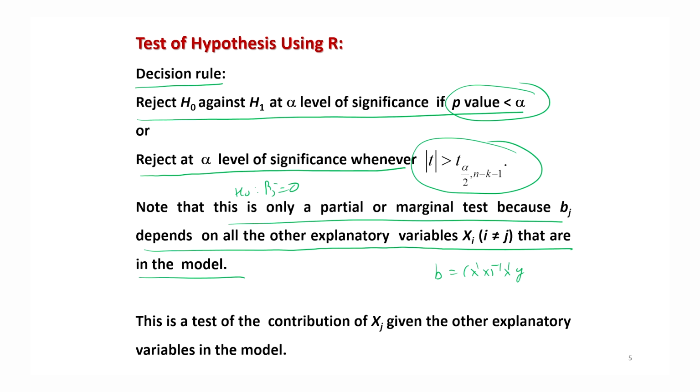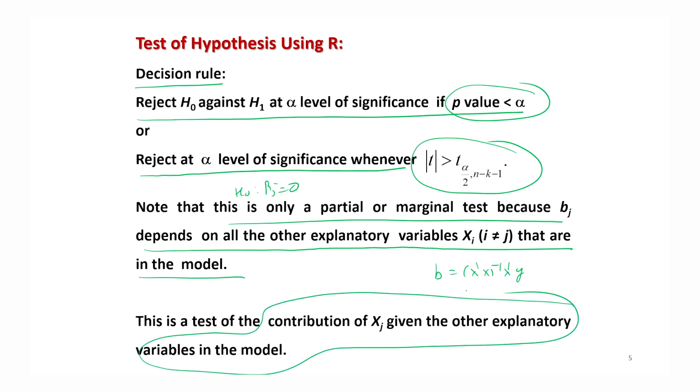So this test gives us information about the contribution of Xj given the other explanatory variables in the model. The rule is that if we test H0: beta j equal to 0 and this hypothesis is accepted, then we remove the corresponding variable from the model, refit the model, and obtain the other things.